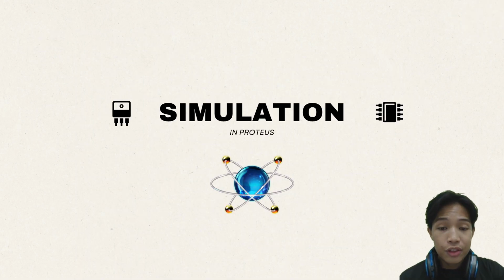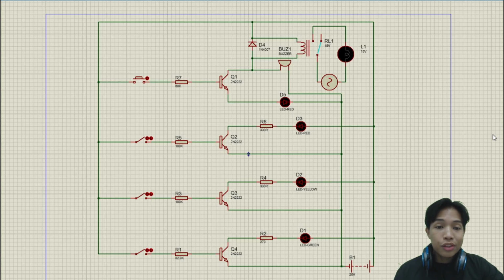Now let us dive into the simulation part in Proteus. So now I would like to present our proposed circuit in Proteus. Let us do the simulation for this circuit. Once the water moves to 0 to 50%, it will light up the green LED, and once the water moves to 50 to 75%, the yellow LED will light up, and then once the water continues to rise up to 75 to 90%, the red LED will be triggered.